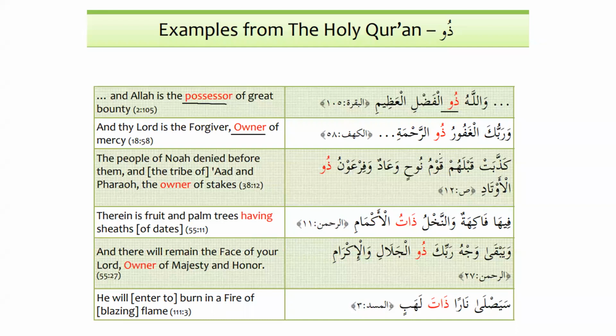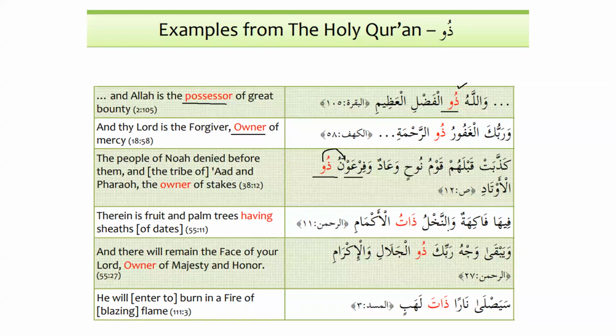وَرَبُّكَ الْغَفُورُ ذُو الرَّحْمَةِ. So here it is marfu because it is khabar, and here it is also marfu because it is khabar. كذبت قبلهم قوم نوح وعاد وفرعون ذو الأوتاد. Here it is being used for Fir'aun, the possessor of the stakes. The people of Nuh, alayhi salam, denied before them, and the tribe of Ad and Pharaoh, the possessor of stakes. So here it's being used for Fir'aun. So Fir'aun is marfu, so dhu is also marfu.